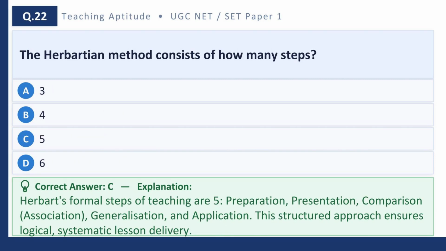Lesson delivery often follows the Herbartian method, which is organized into 5 distinct steps. These include preparation, presentation, comparison, generalization, and finally, application. This structured sequence ensures that information is delivered logically and systematically. Following these 5 steps helps students connect new information with what they already know in a very meaningful way.